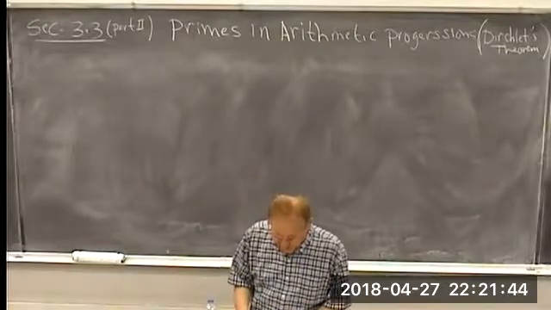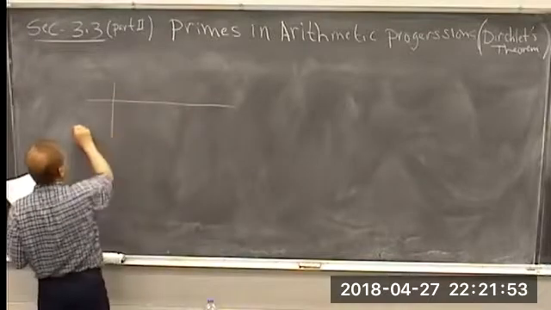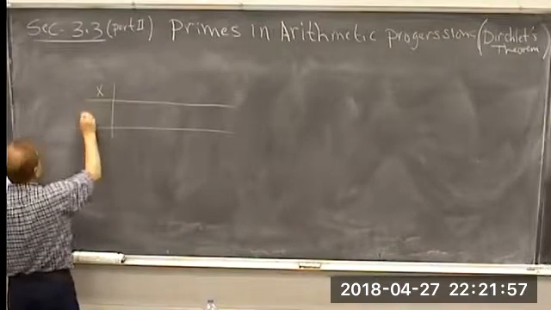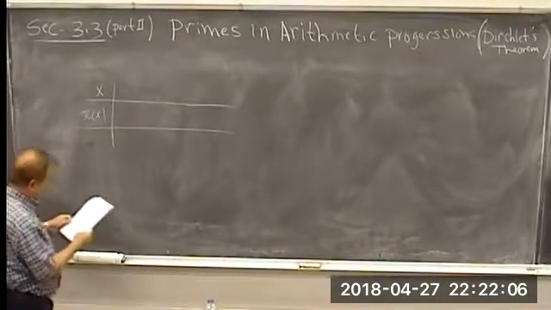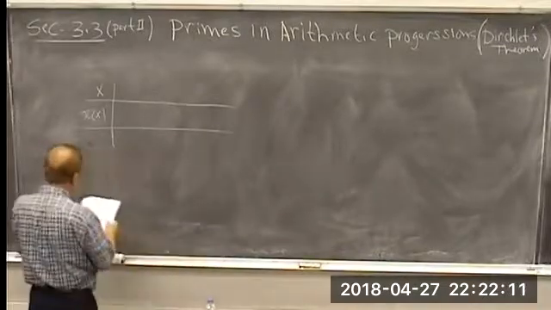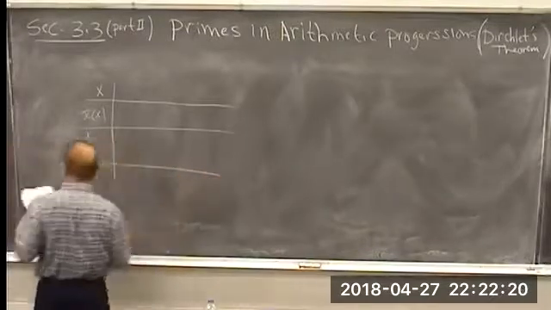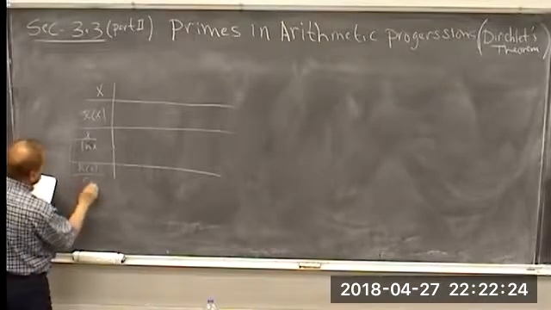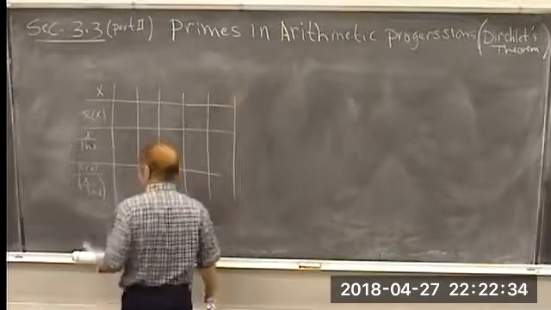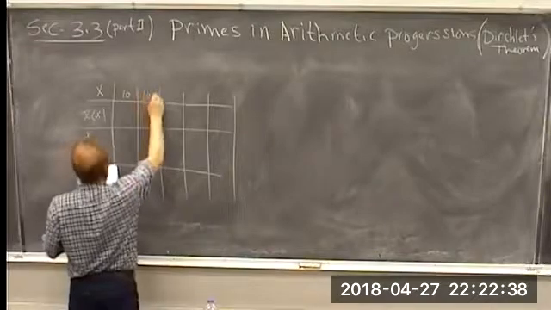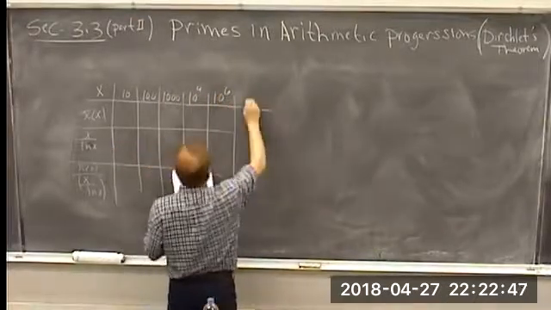And here is a table to compare some of the values. I'm going to have the x here, the number of primes less than or equal to x, then x over the natural log of x, and the ratios, so pi of x divided by x over natural log of x. All right, let me start with 10, 100, 1,000. I'm going to skip many, of course. This is 10 to the 4th, 10 to the 6th, and 10 to the 9th. Okay?